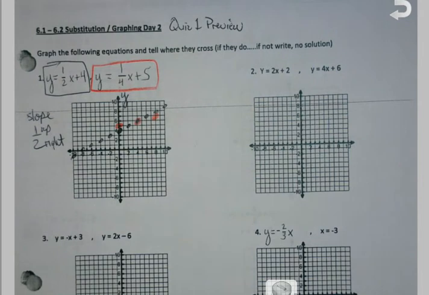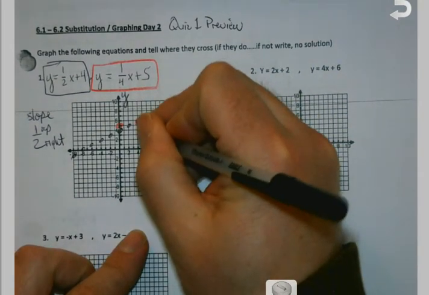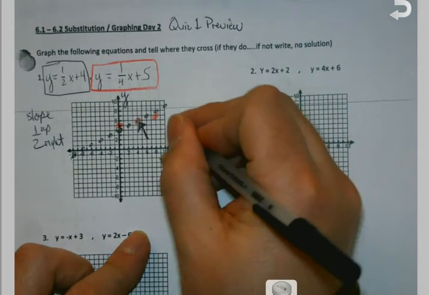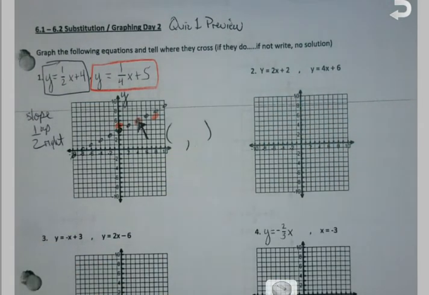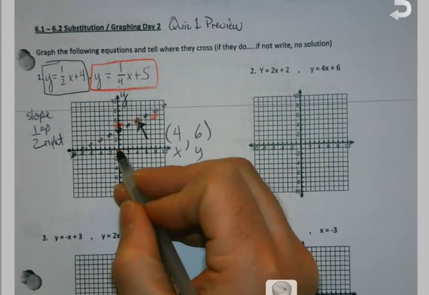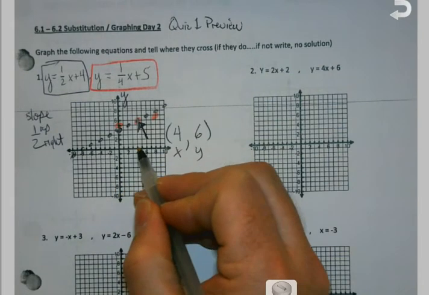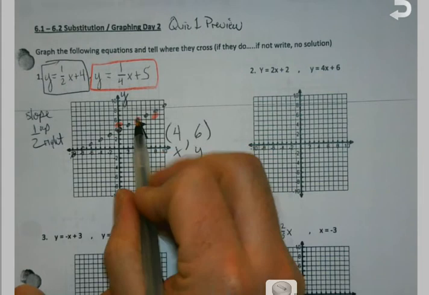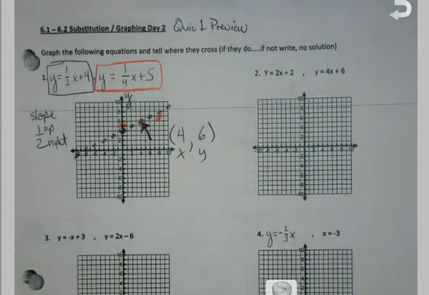But I see right here that my red line and my black line crossed over each other. So the question becomes, what point is that so I can write down what the answer is? 4, 6. Because starting at 0, how far did I go over positive 4? I went right 4. And how many did I go up to get to that point where they cross each other? Up 6. Okay, and they have to be in that order. I couldn't write 6, 4. I'd be close, but not quite.